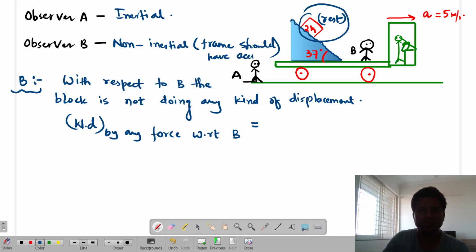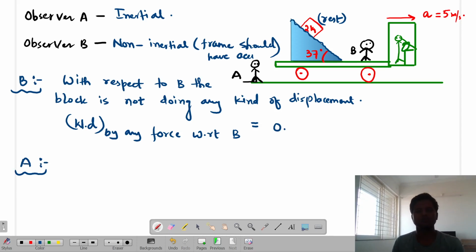Whatever force is acting here, the displacement due to all those forces is zero, so the work done is zero. Is that clear? But if I look with respect to A, what will be the work done? It is going to be some quantity. Every force will have a different work done over there, isn't it?